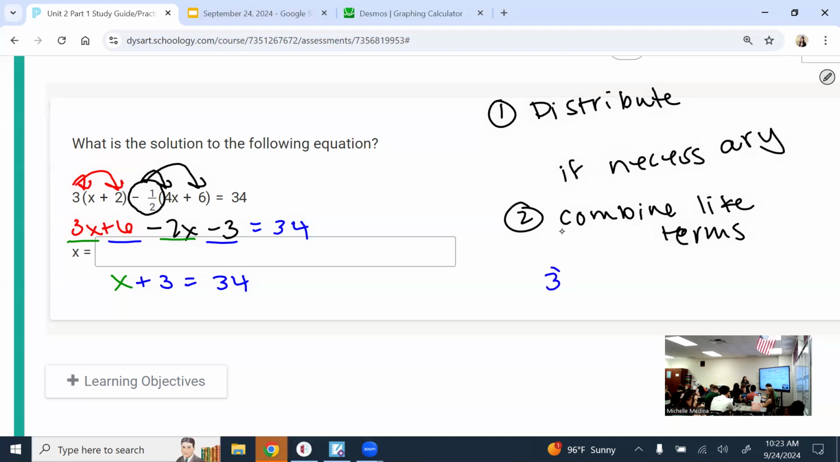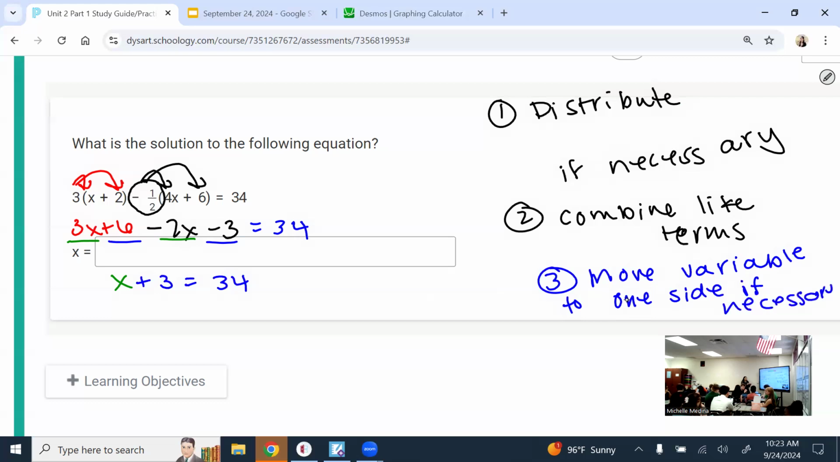Usually, if there are variables on both sides, which there's not, so you don't have to worry about it this time. But this step should usually be in your list of steps if you're memorizing things. Move variable to one side if necessary. This step is also if necessary. You won't always have to combine like terms. But then the very last step is just to isolate x.